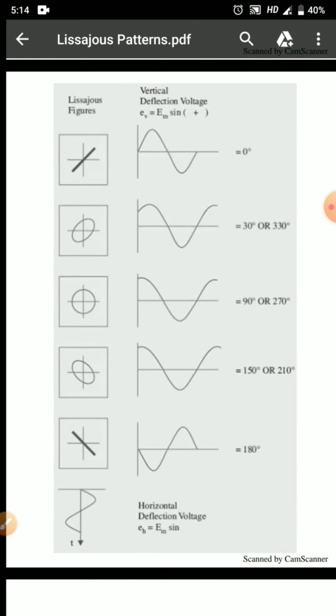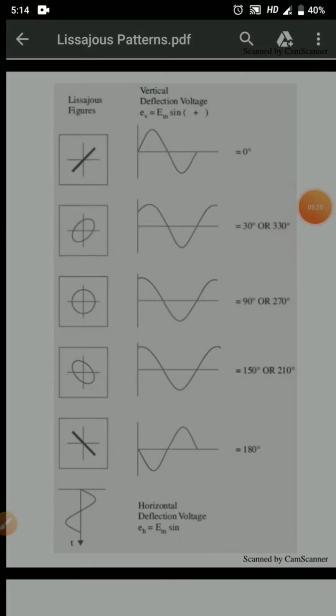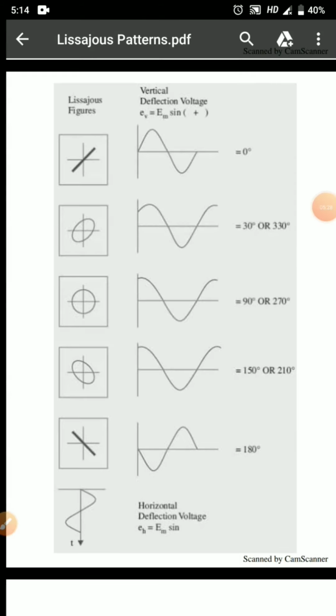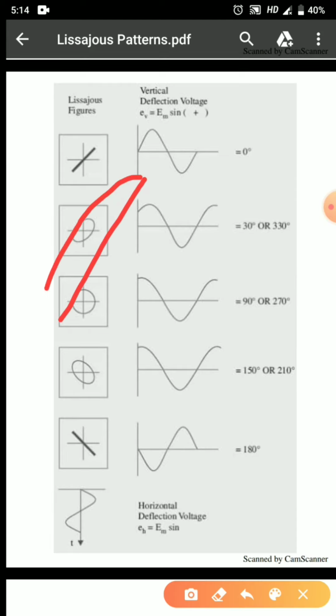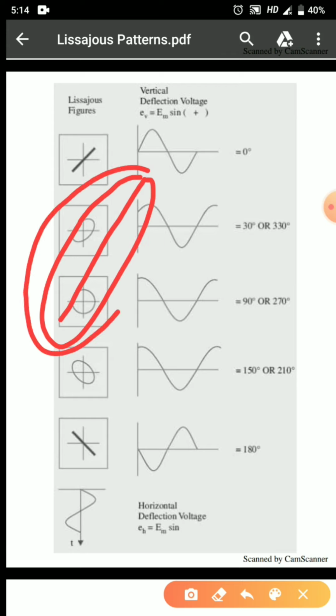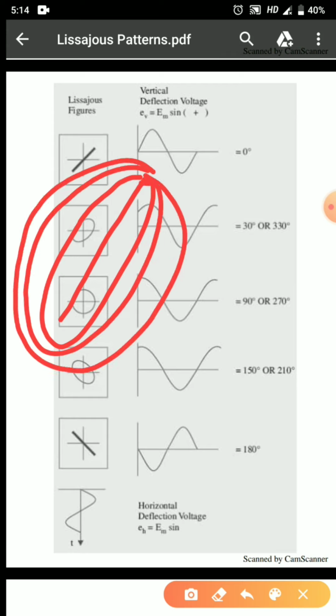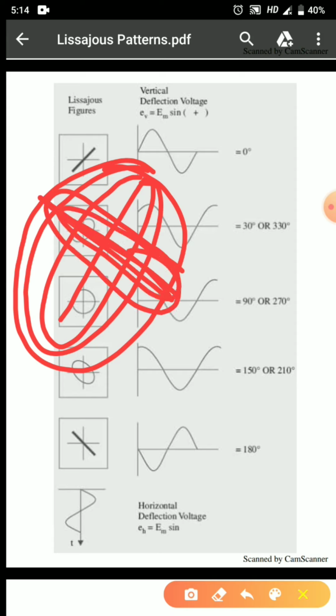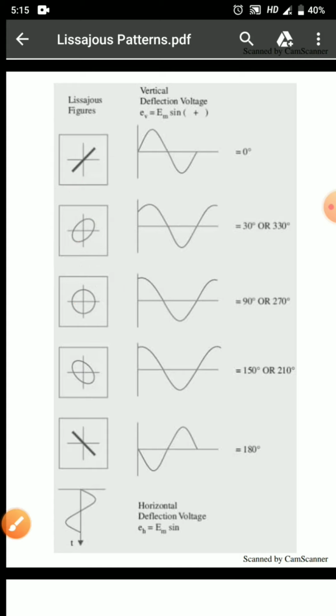Now moving further, based on this discussion, we can clearly see in the video that we have seen that as the angle is increasing, the size of the ellipse goes on increasing, and finally a circle is formed. Then we can see that the size of the ellipse goes on decreasing, and then a straight line is formed, as it is clearly evident from the video. That is, using an experimental setup, we can easily get these Lissajous patterns.